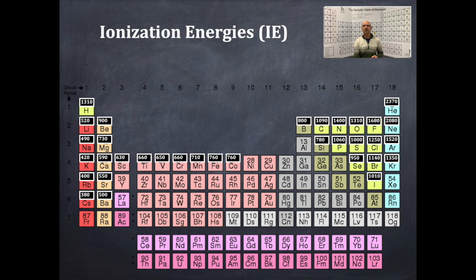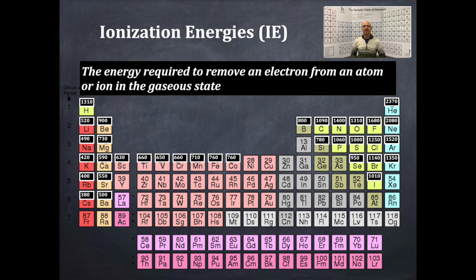The other thing we need to know is what is ionization energy? All right, let's see if we can figure that out. Ionization energy is the energy required to remove an electron from an atom or an ion in the gaseous state. It's that simple. The energy required to remove an electron from the atom or an ion.